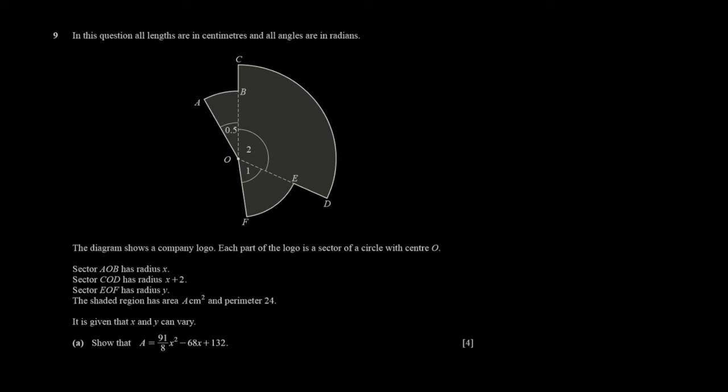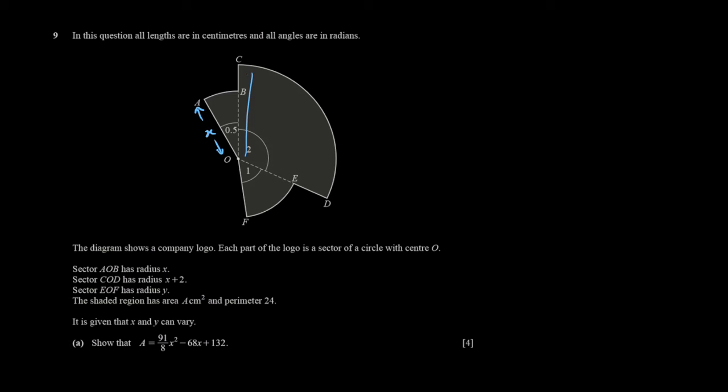All right, then here we are in question 9, which is a circular measure style of question. So the diagram shows a company logo. Each part of the logo is a sector of a circle with center O. The sector AOB has radius x. Right? So let's just write everything on. So that there is a length of x. Okay. And COD has a radius of x plus 2, right? So this whole length here is x plus 2.